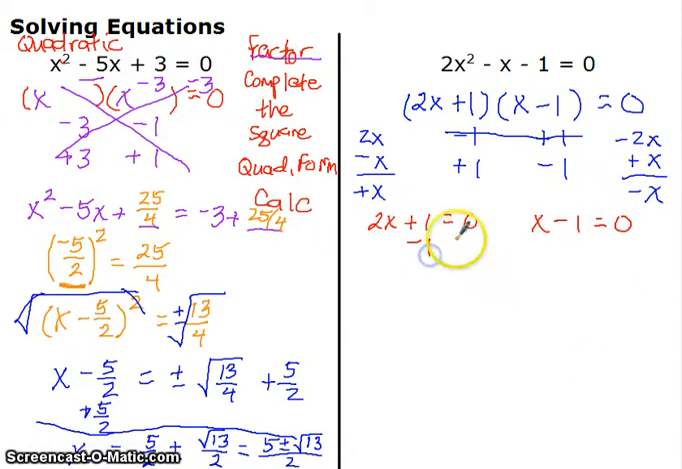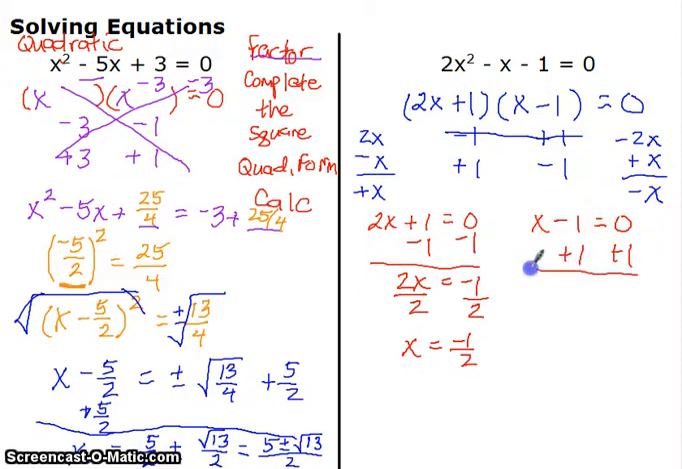Alright, so this one we subtract 1 and divide by 2. So we get x equals negative 1/2. And this one we add 1 and get x equals 1. Alright, and those are the two solutions to our problem.